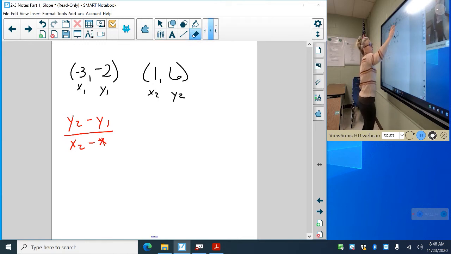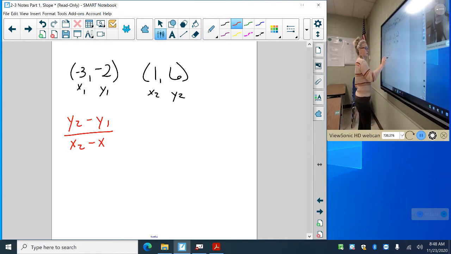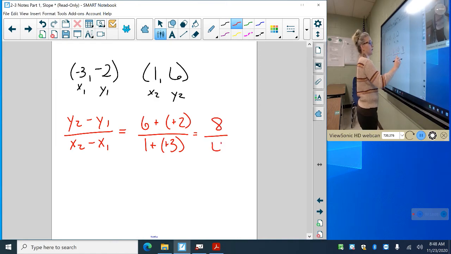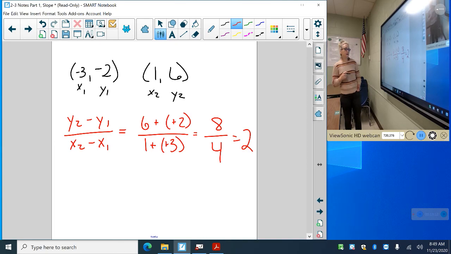Can't draw an x today. So what that gives me is 6 minus negative 2 over 1 minus negative 3. 6 minus a negative is the same thing as plus a positive. Adding, so we have 8 over 4. 8 divided by 4 is 2. So we're given the slope.